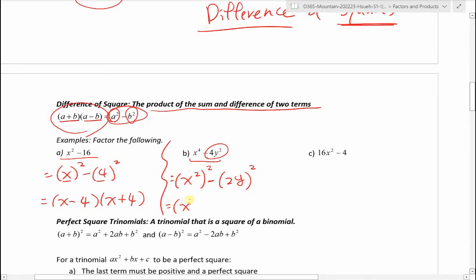So if you want to factor this, this is going to be the sum of the two terms times the difference of two terms. Again, whether you do addition first or subtraction first, it doesn't really matter. Okay.